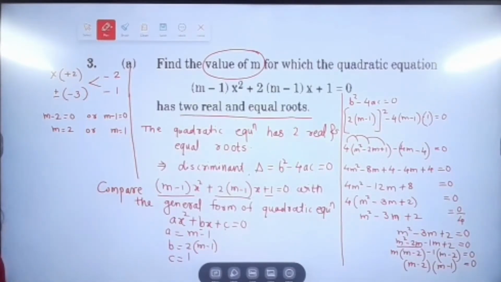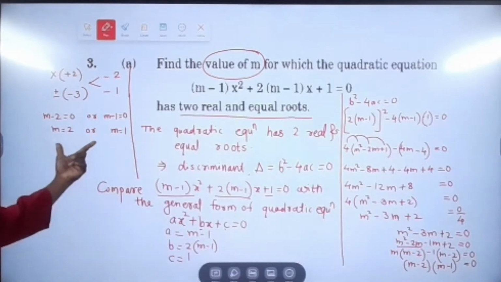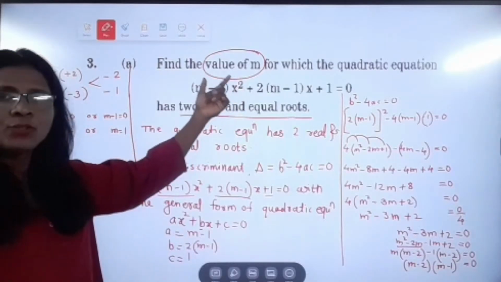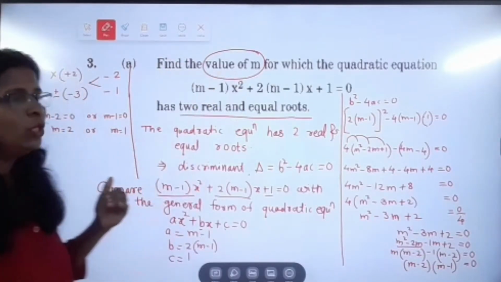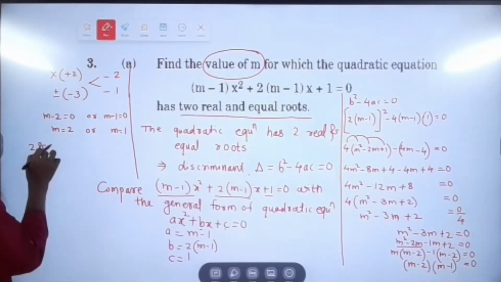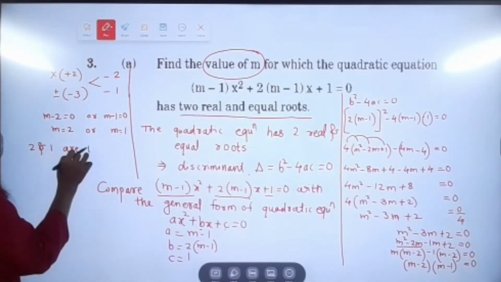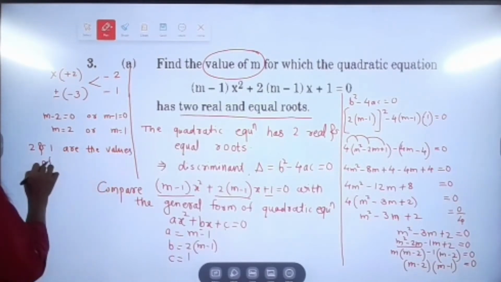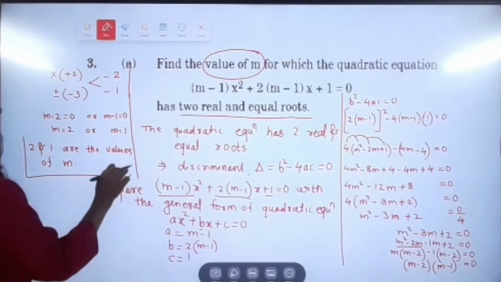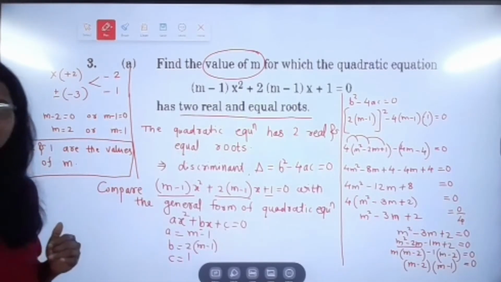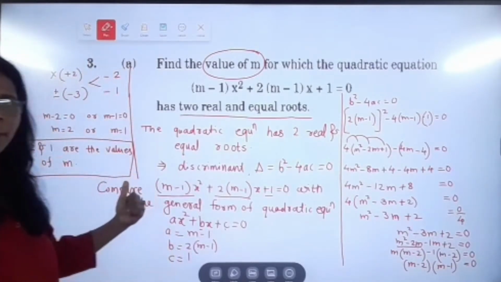Okay students, so that means there are two values of m. We say that 2 and 1 are the values of m. Okay student, this is our final answer. Get this point students, get this example.